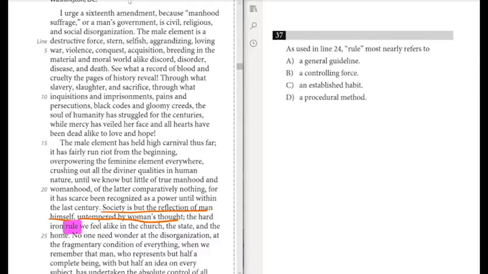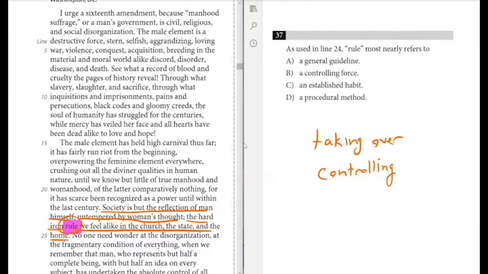Society is but the reflection of man himself, untempered by woman's thought. The passage as a whole, especially in the beginning, is talking about how men have dominated society. So society is a reflection of man untempered by women's thought. The hard iron rule we feel alike in the church, the state, and at the home. So men are dominating, they're ruling. Men are taking over, and men are controlling everything. So that literally matches answer choice B for number 37.